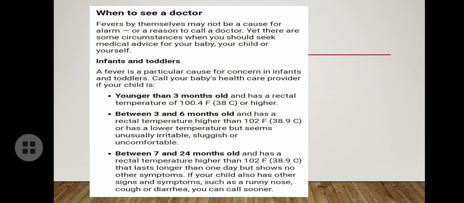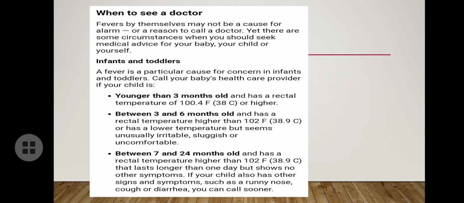For infants and toddlers younger than 3 months old, a temperature of 104 degrees Fahrenheit, that is 38 degrees Celsius or higher, is when you have to call the doctor. Between 3 and 6 months, 102 degrees Fahrenheit or 38.9 degrees Celsius, then you need to meet the doctor. And between 7 to 24 months old, check the rectal temperature.